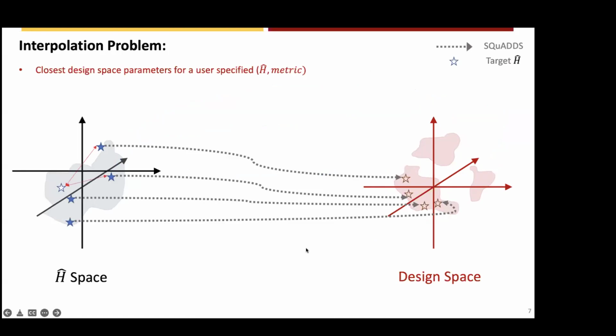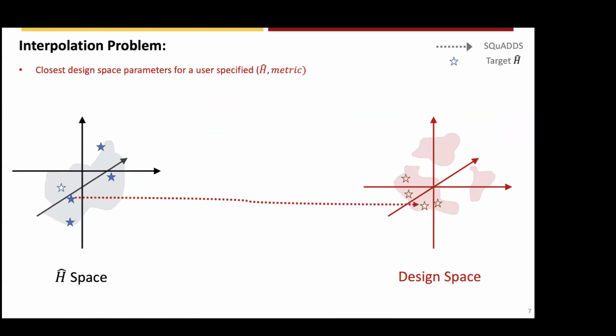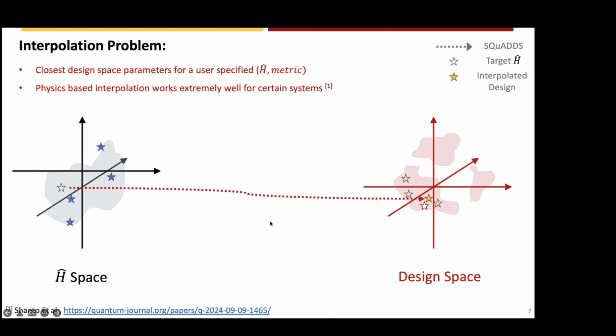Going back to that point, what happens in SQuADDS is, again, the cartoon went by real fast, but the user specifies some parameters that they want in Hamiltonian space with a metric, and SQuADDS uses that metric to find the closest pre-simulated Hamiltonian point and maps it back onto a pre-simulated geometry point. So the interpolation problem is how do you actually get an even better guess, to give the user a geometry that did not exist in your data set, but that we can faithfully say is a better geometry for your target Hamiltonian. That's the interpolation problem.